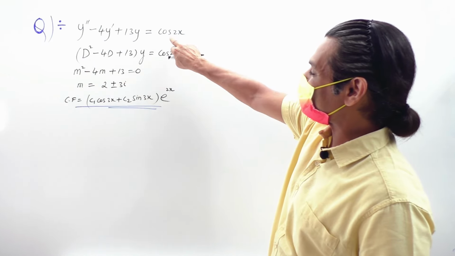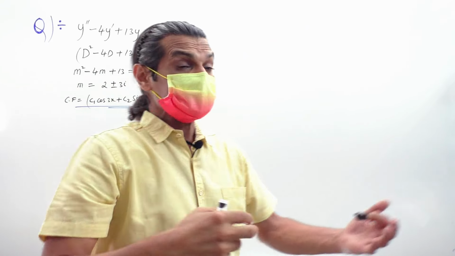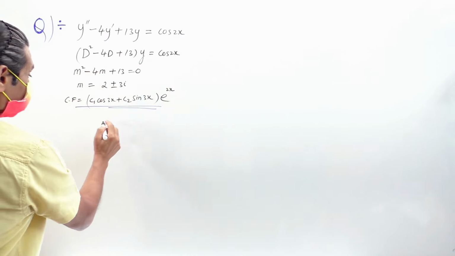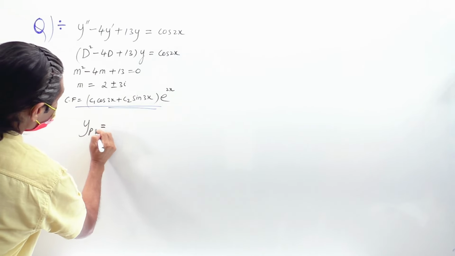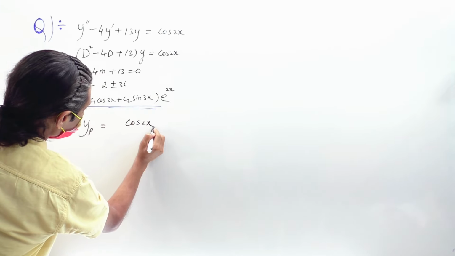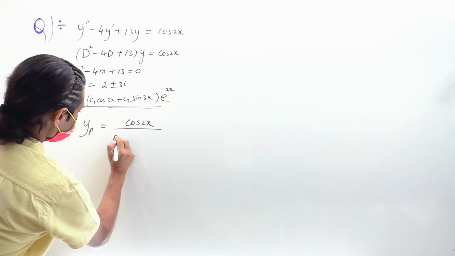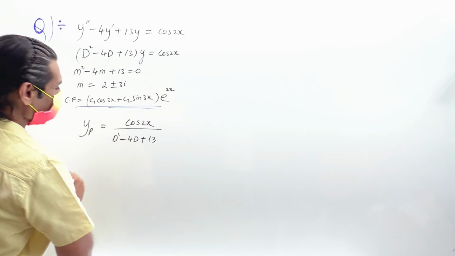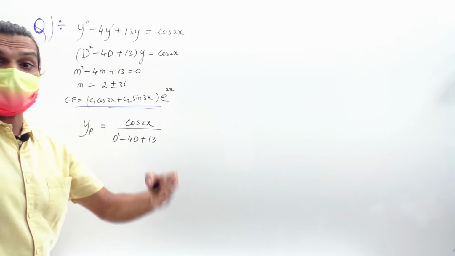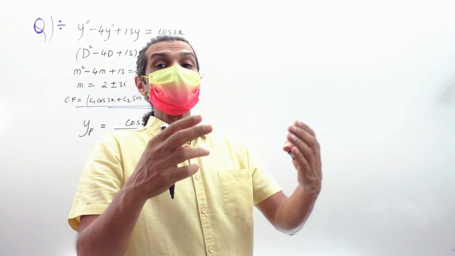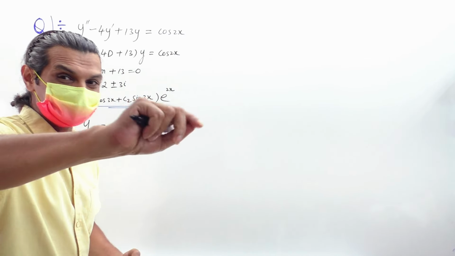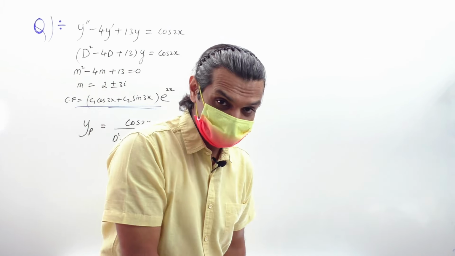If you see the right hand side, it's cos 2x. That means if you write here, (D square minus 4D plus 13) y is equal to cos 2x, the particular integral solution is yp equal to cos of 2x whole divided by D square minus 4D plus 13. See, in the RHS we have in the numerator cos ax or sin ax upon f of D, which is type number 2. That is particular integral type number 2. Okay, so let's solve this in the method I showed you.